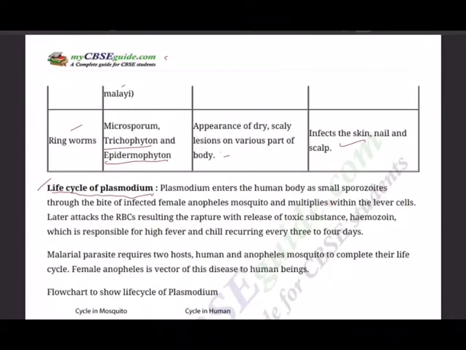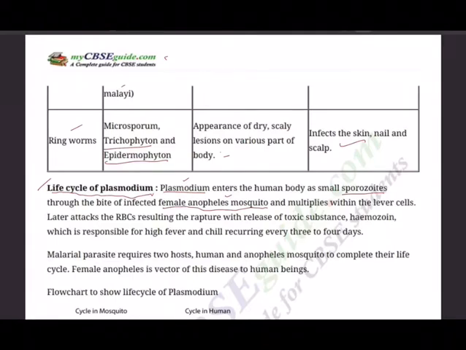Plasmodium enters into the human body as small sporozoites through the bite of an infected female Anopheles mosquito. Here you must remember two things. Female Anopheles mosquito is a carrier or vector, one who carries the pathogen. And who is the pathogen? It is the Plasmodium, which is a protozoan. Please remember this. Some people think that it's bacteria. No, it's not bacteria, it's protozoa. Plasmodium is a protozoan.